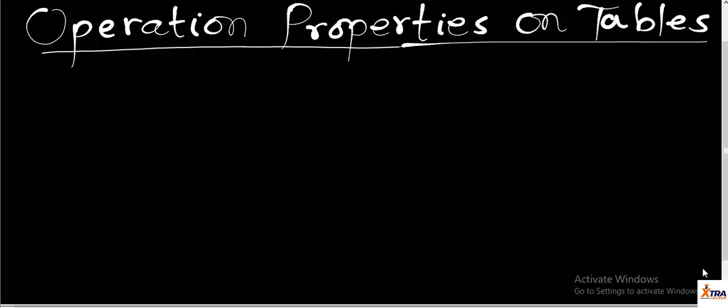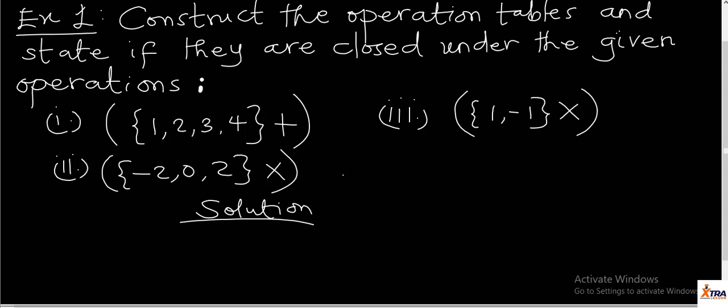We have an example one here that says construct the operation tables and state if they are closed under the given operations. So we are given a certain set of which we are asked to actually construct the operation using our basic operations. We have plus, we have times. That's the addition and the multiplication. That is what we'll be using in this case.